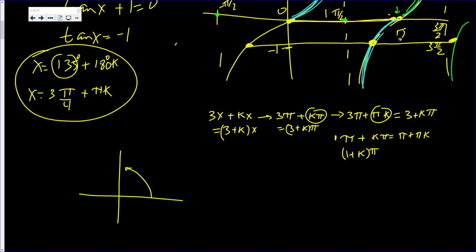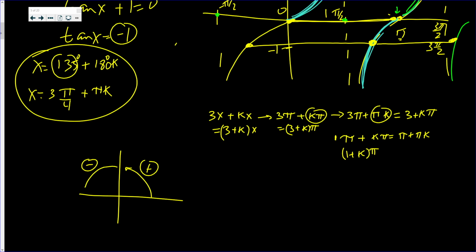From 0 to 90, the tangent has to be positive. So if it's negative, it's not 0 to 90. And from 90 to 180, the tangent is negative. So you're only going to get one answer. You're going to get one answer and add 180k or pi k to that.